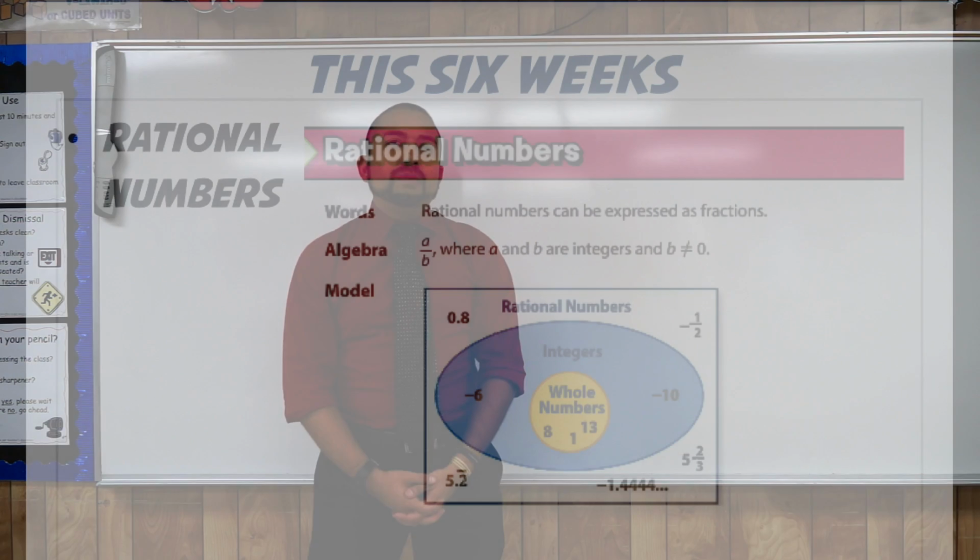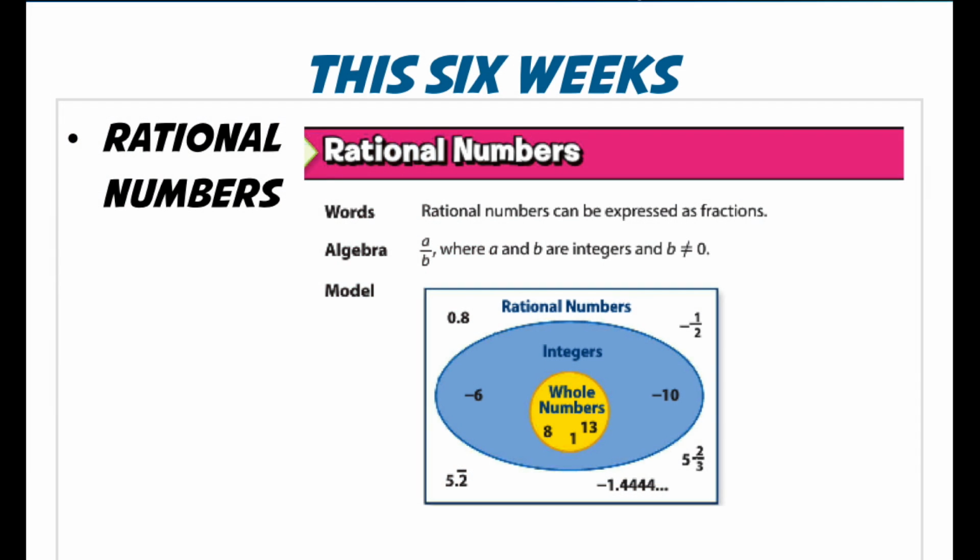Now, as far as rational numbers are concerned, the main concept in that lesson in particular was that a rational number is any number that can be turned into a fraction. It can include some integers. It can include some whole numbers. It can include a lot of different areas of math, different types of numbers. But the main idea there was you can turn them into fractions. You can express them as fractions.